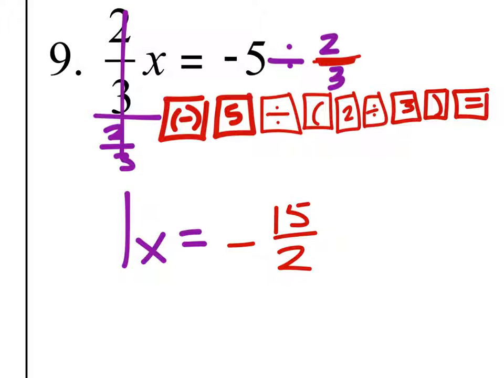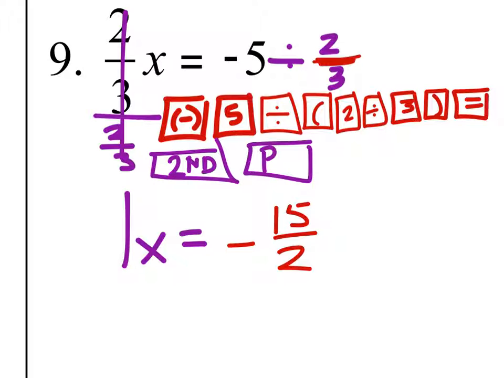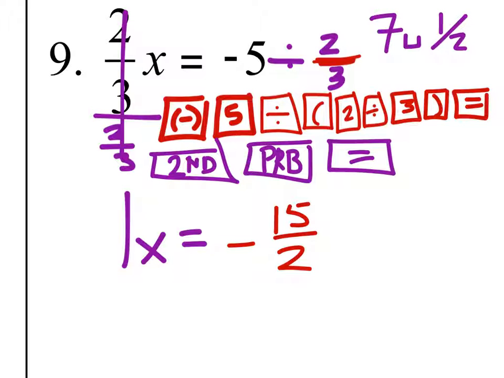If your calculator at the top says TI something, these are the buttons you would push. You're gonna push the button that's called second, and then you're gonna push the button that says PRB. Then I think you gotta push equals as well. Now what you may see on the calculator is 7, something like this, and then 1/2 negative. That's a mixed number that it gave you, okay?